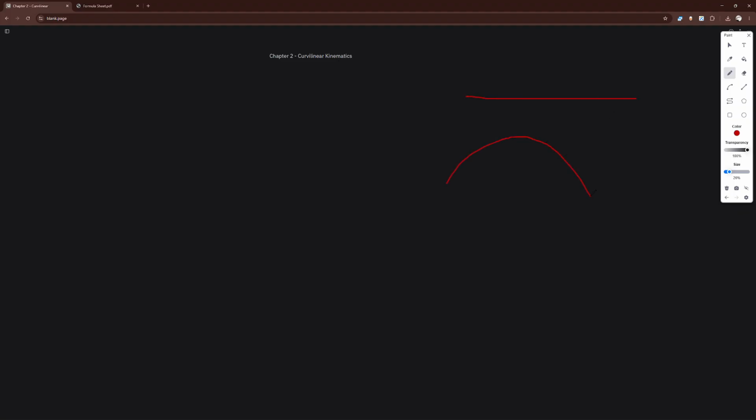Okay, this is the second theory video. This is chapter 2, which is curvilinear kinematics. It's basically the same thing as chapter 1, which was rectilinear kinematics, except now the path is a curve. So chapter 1 was a straight line, and now it's a curve. That's all there is to it. Not much difference.